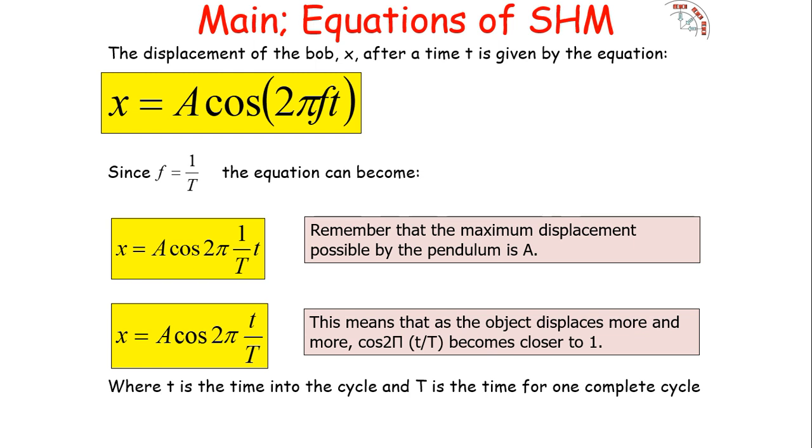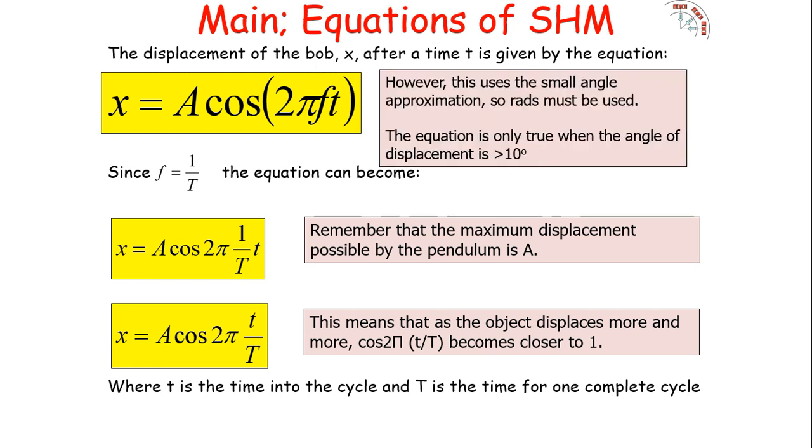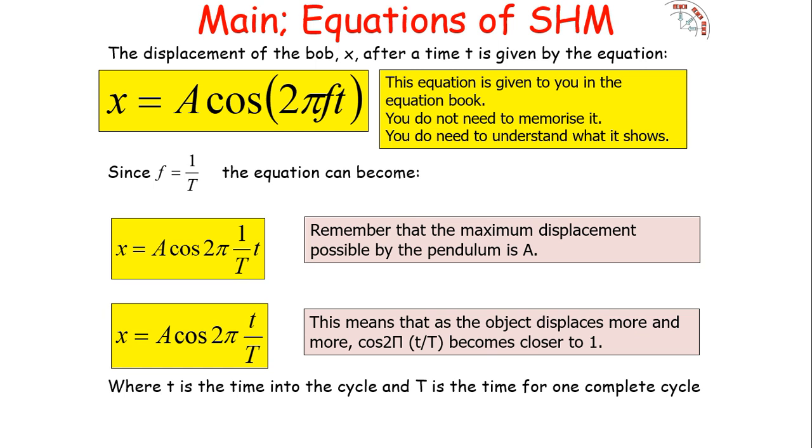Now, as it's displaced more, that's going to go closer and closer to 1. As a result, we can only use this approximation with small angles. It's technically only true when the displacement of the oscillator is less than 10 degrees. You don't need to memorize this equation because it's given in your equation book, but you do need to understand what the terms are, what it shows, and your assumptions.